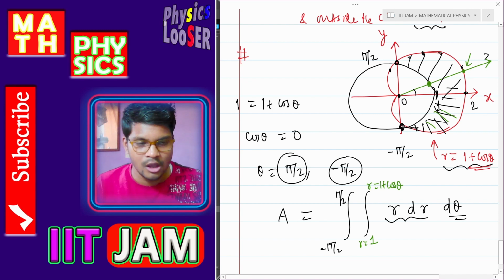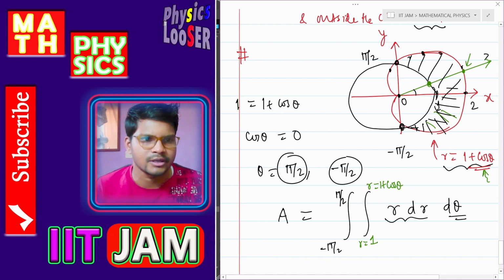So the lower limit would be here, and this is on the circle. On the circle r is always 1, and on this cardioid, any point on the cardioid will satisfy this parametric equation.